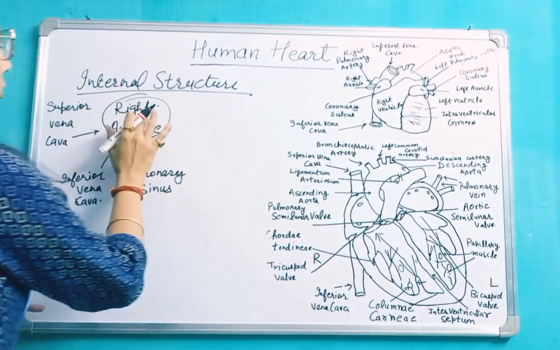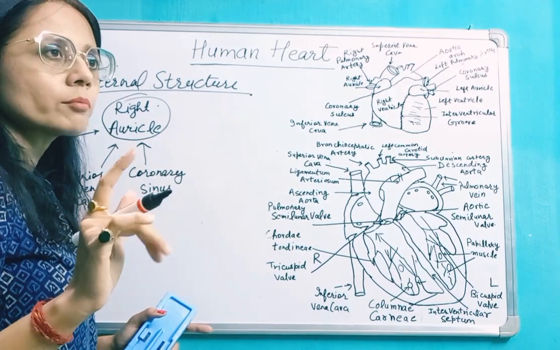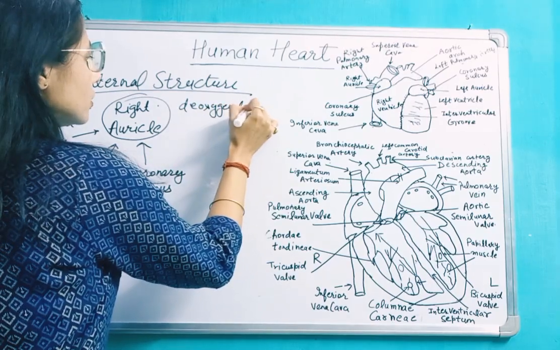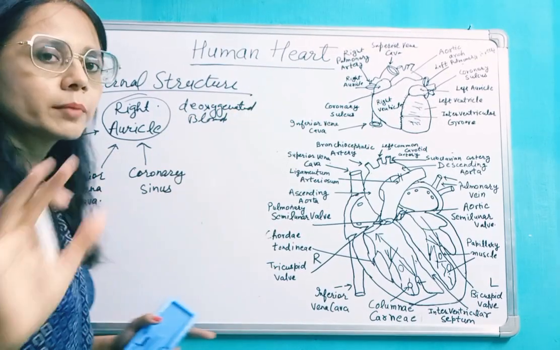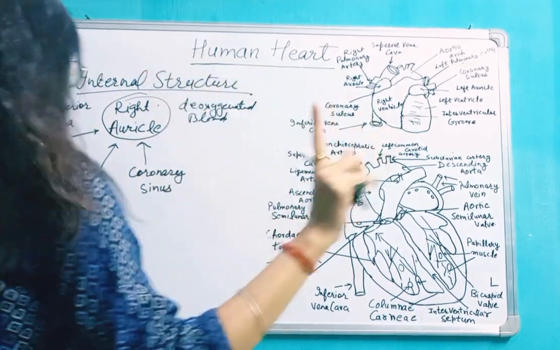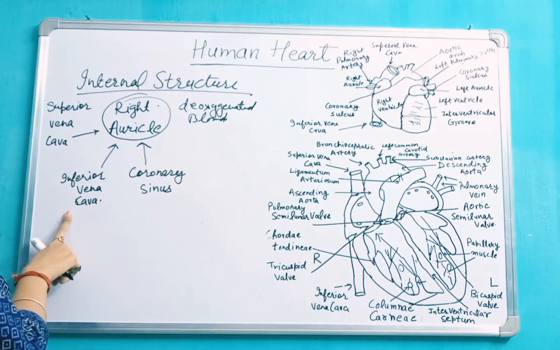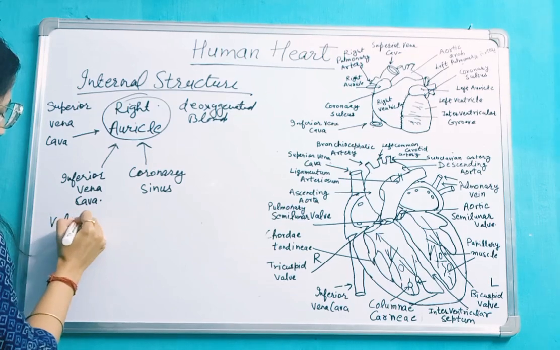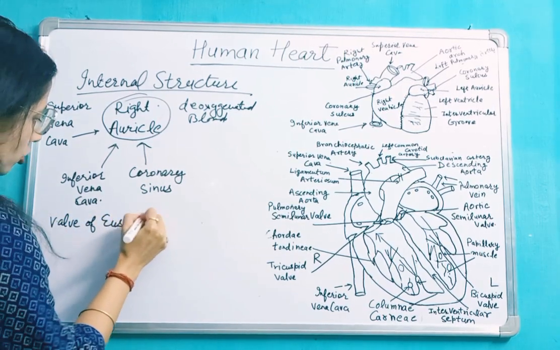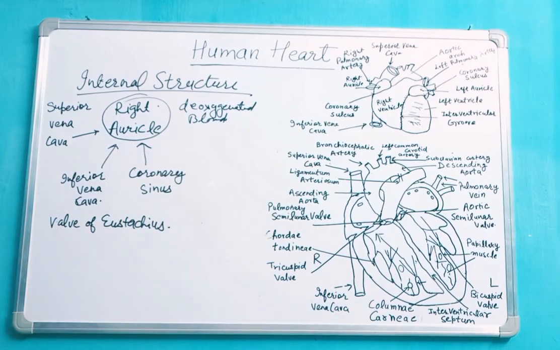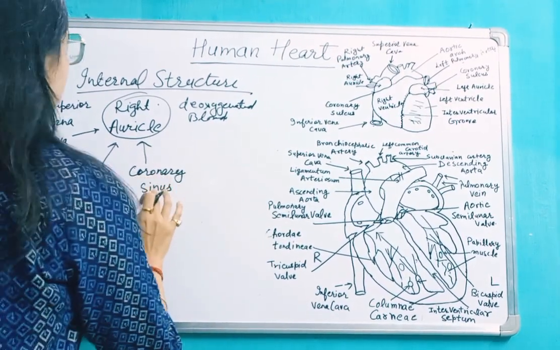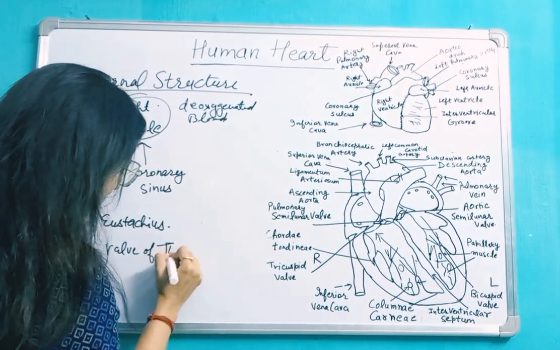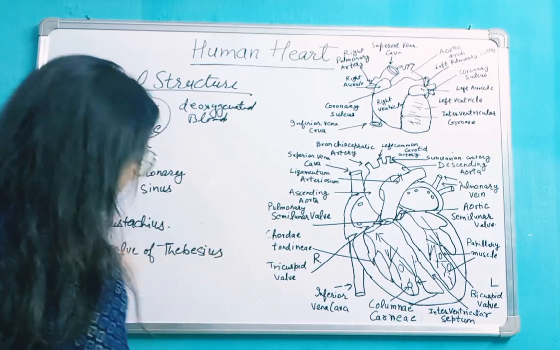So now we got the blood. It comes from the body. That means it is deoxygenated blood. ठीक है, deoxygenated blood आ रहा है towards your right auricle. Next thing, in the inferior vena cava and in the coronary sinus, there is a valve: the valve of Eustachius in your inferior vena cava, whereas in your coronary sinus there is the valve of Thebesius. Okay.